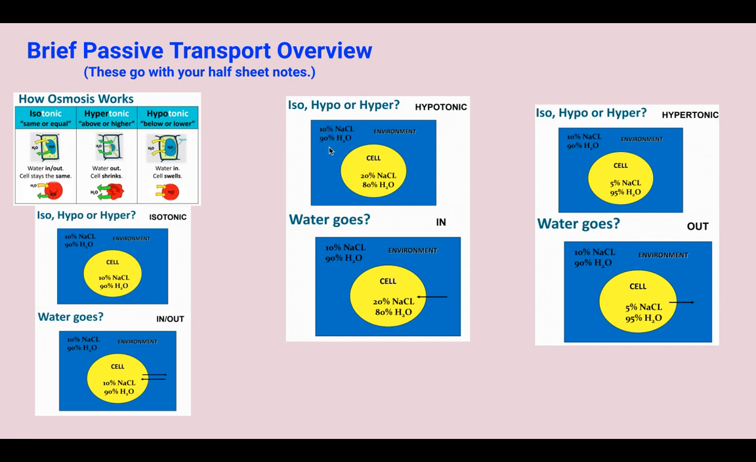Hypo is lower. We're going to send water in. Hippo, big fat O. Okay, and then hypertonic, you're going to see this R, you're going to think raisin. You're going to say 10% is higher than 5%. Higher, hypertonic. It's wrinkled like a raisin. We're sending water out towards more salt. Okay, that's the brief overview for this section.